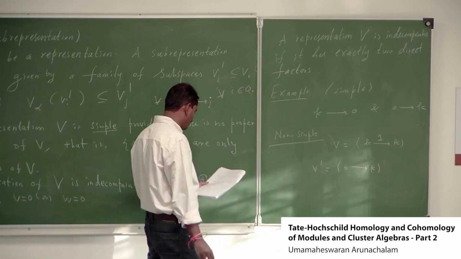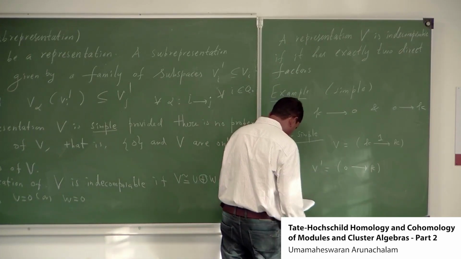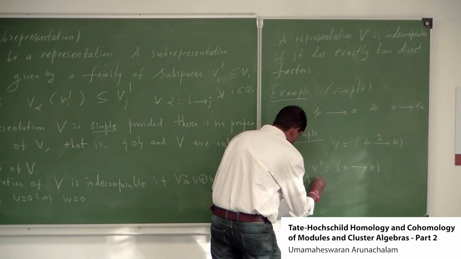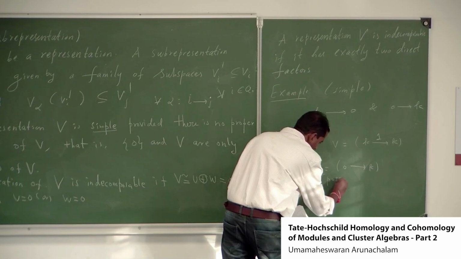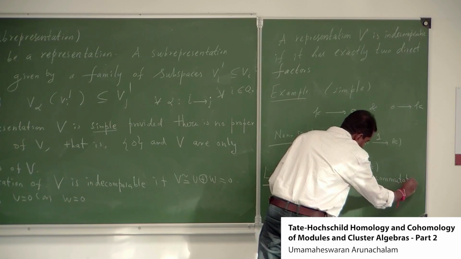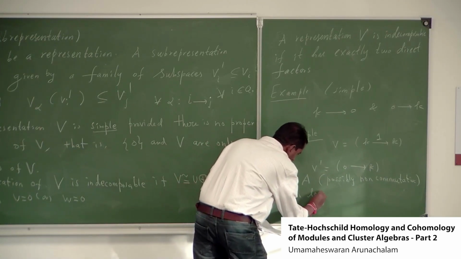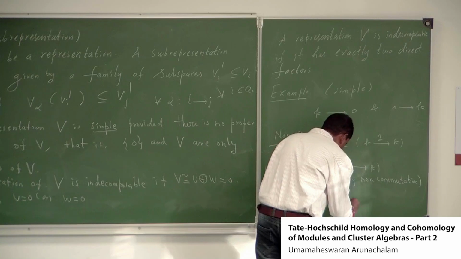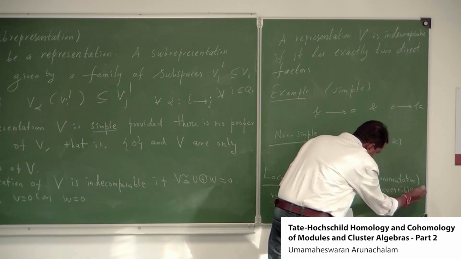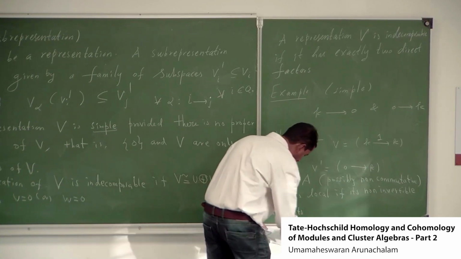Next, local, possibly non-commutative. What is local? A ring, possibly non-commutative, is local if its non-invertible elements form an ideal.